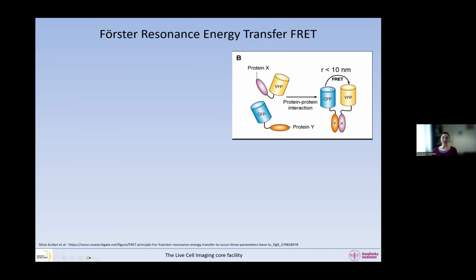What happens is that we excite this one with its own excitation light, and so it starts vibrating, it's in the excited state. Because the other one is so close to it, the energy from the CFP in this case is going to be transferred to the YFP, and the YFP is then going to be in the excited state, and it will fluoresce. So we're shining light to excite CFP, but it's YFP that will fluoresce.